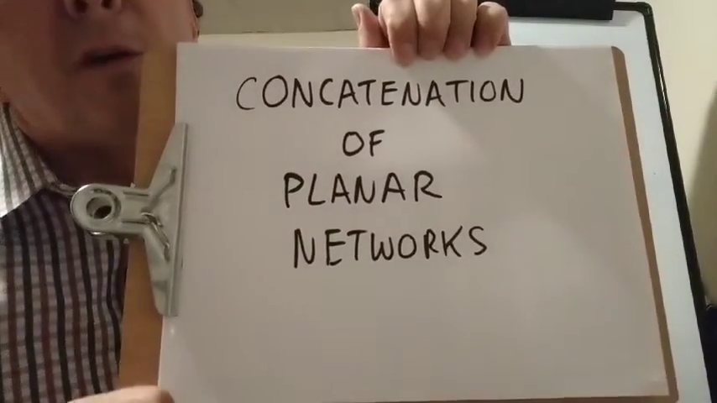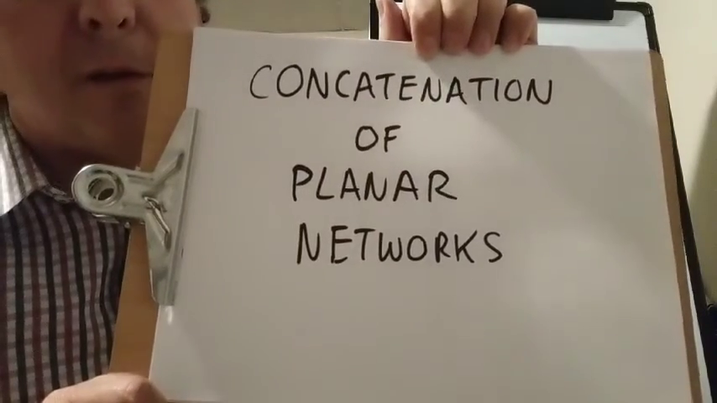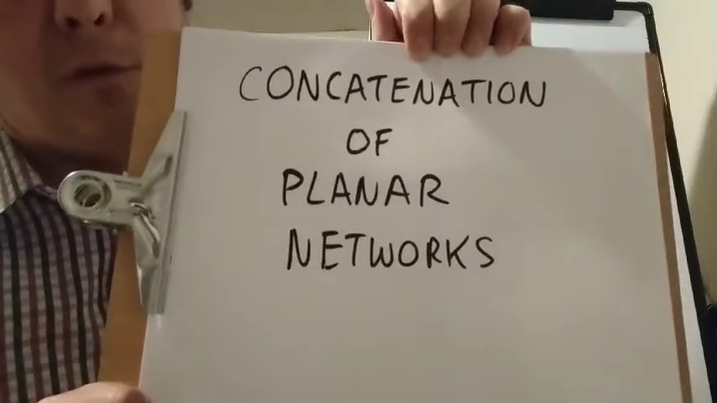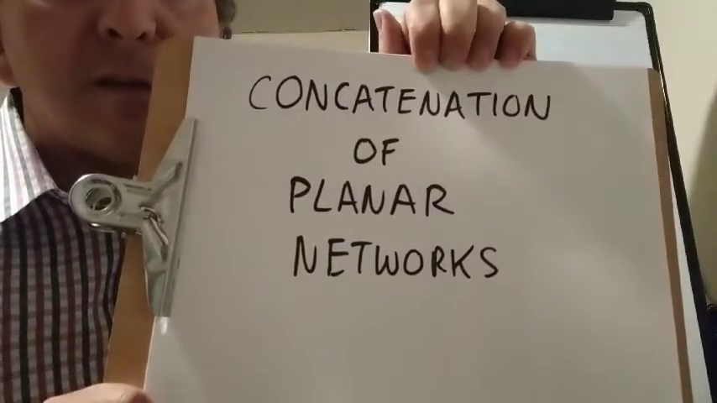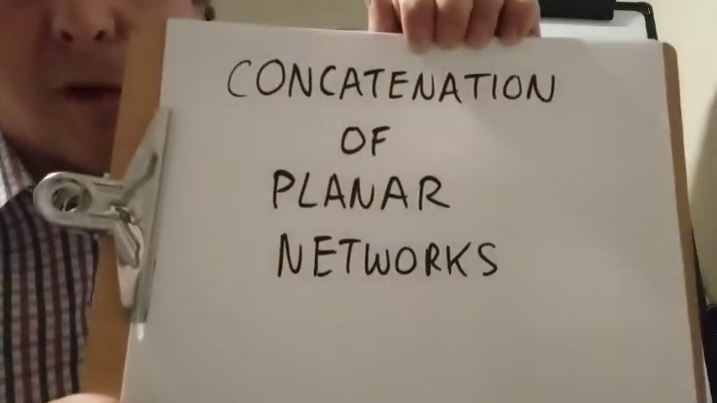If we have two planar networks, there's a natural way to glue them together, just like we glued together elements of the Temperley-Lieb algebra. And if we do that, then their path matrices turn out to be what you would expect. We multiply them.